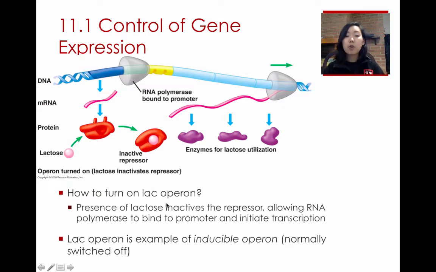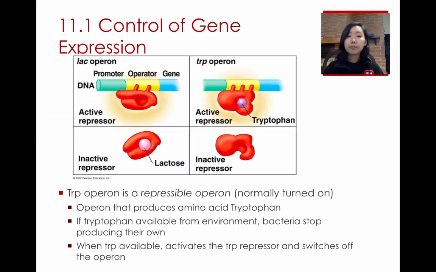And so this is a form of something called an inducible operon, which just means that this operon is normally turned off. In the normal state, the repressor will be attached to the operator, and it's only when there's a presence of lactose available that the repressor will be taken off, and then the gene can turn on.